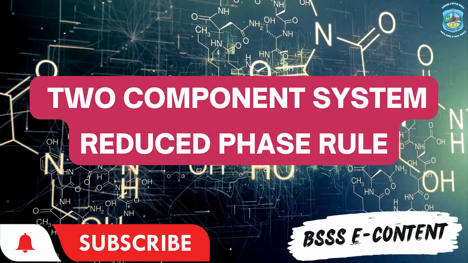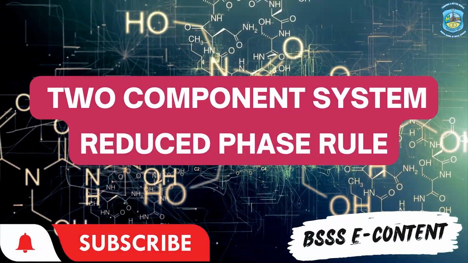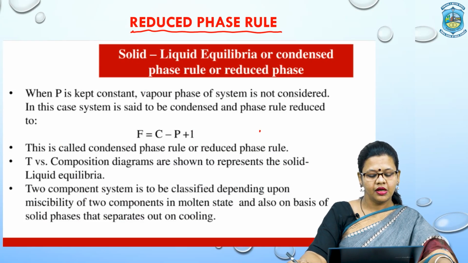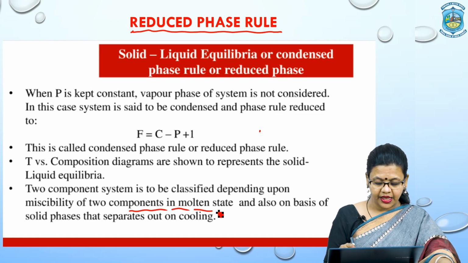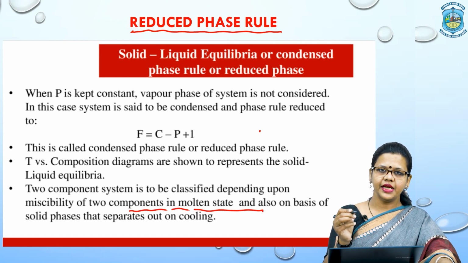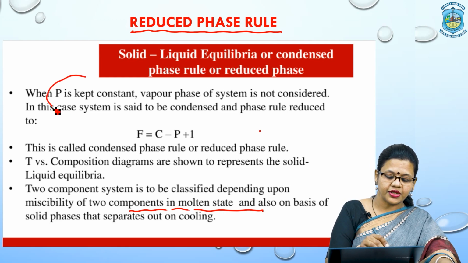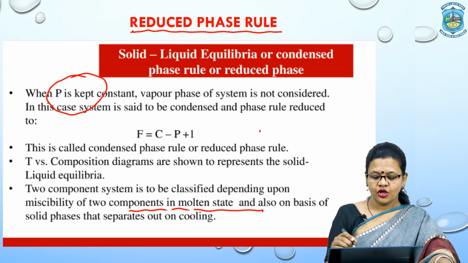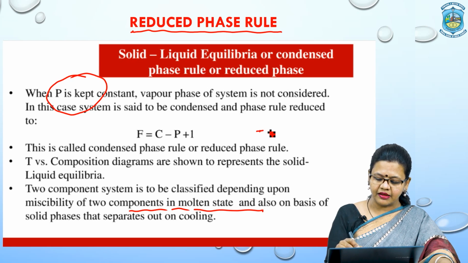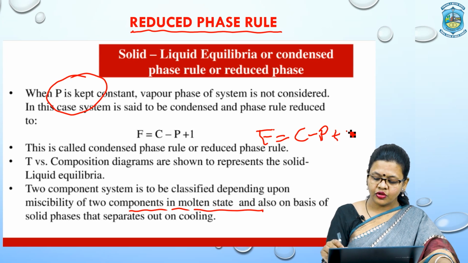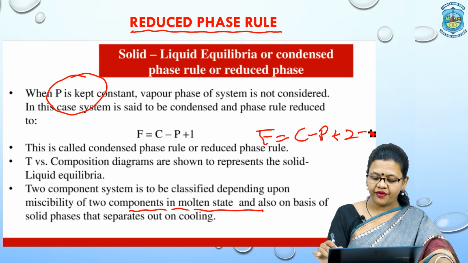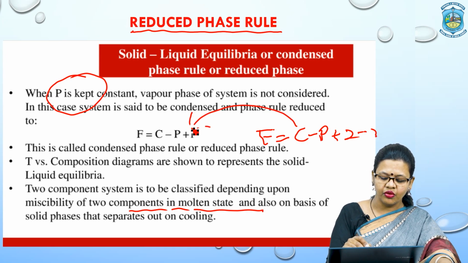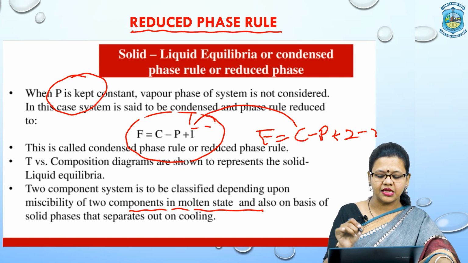When we talk about two component system, we talk about the reduced phase rule. So what is reduced phase rule? In case of the two component system where two molten solids are taken together, the gaseous phase can be ignored. So pressure is an important parameter for the gaseous phase. Therefore the Gibbs rule which we have stated earlier, F is equal to C minus P plus 2. Since one of the parameters is being ignored, we subtract 1 from it, giving rise to this new rule which is F is equal to C minus P plus 1.